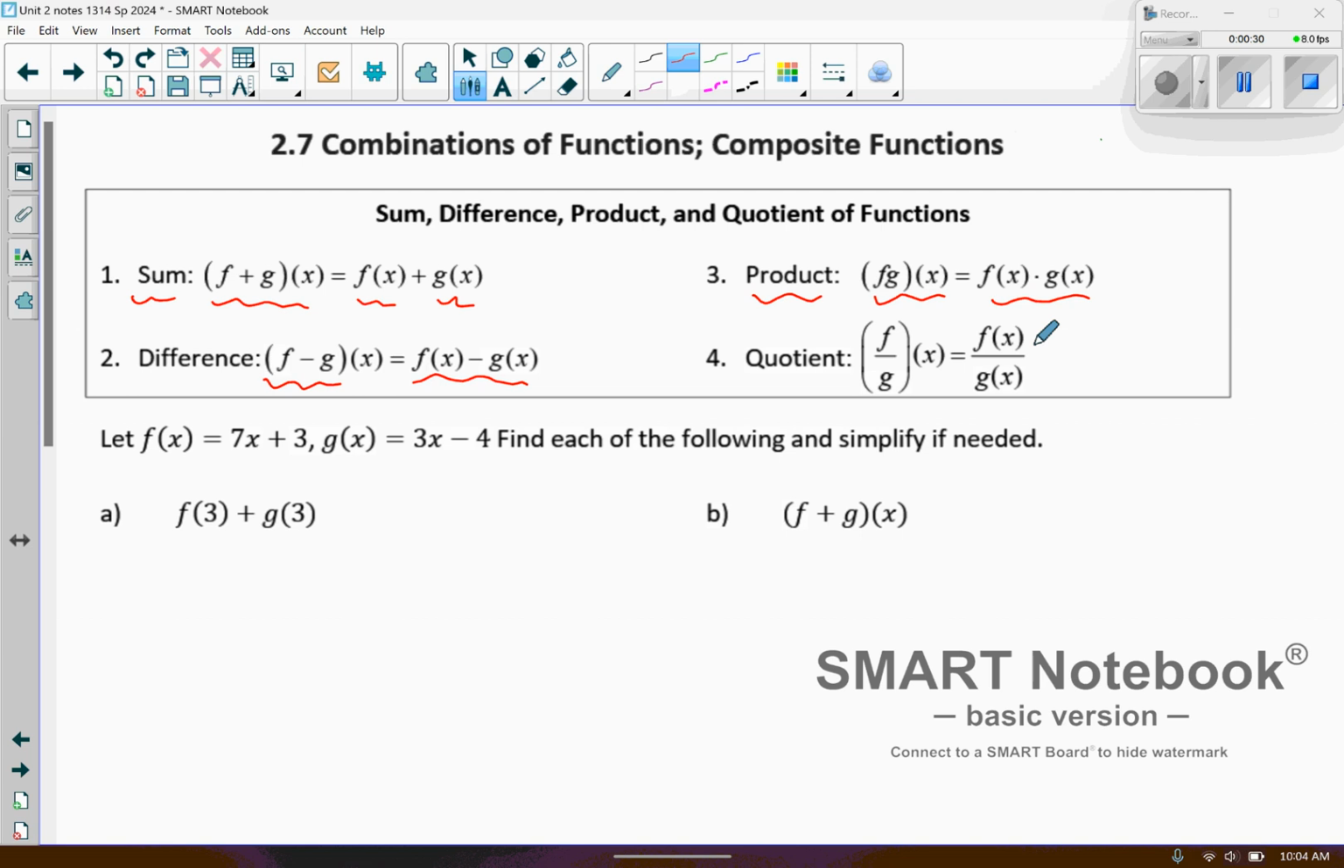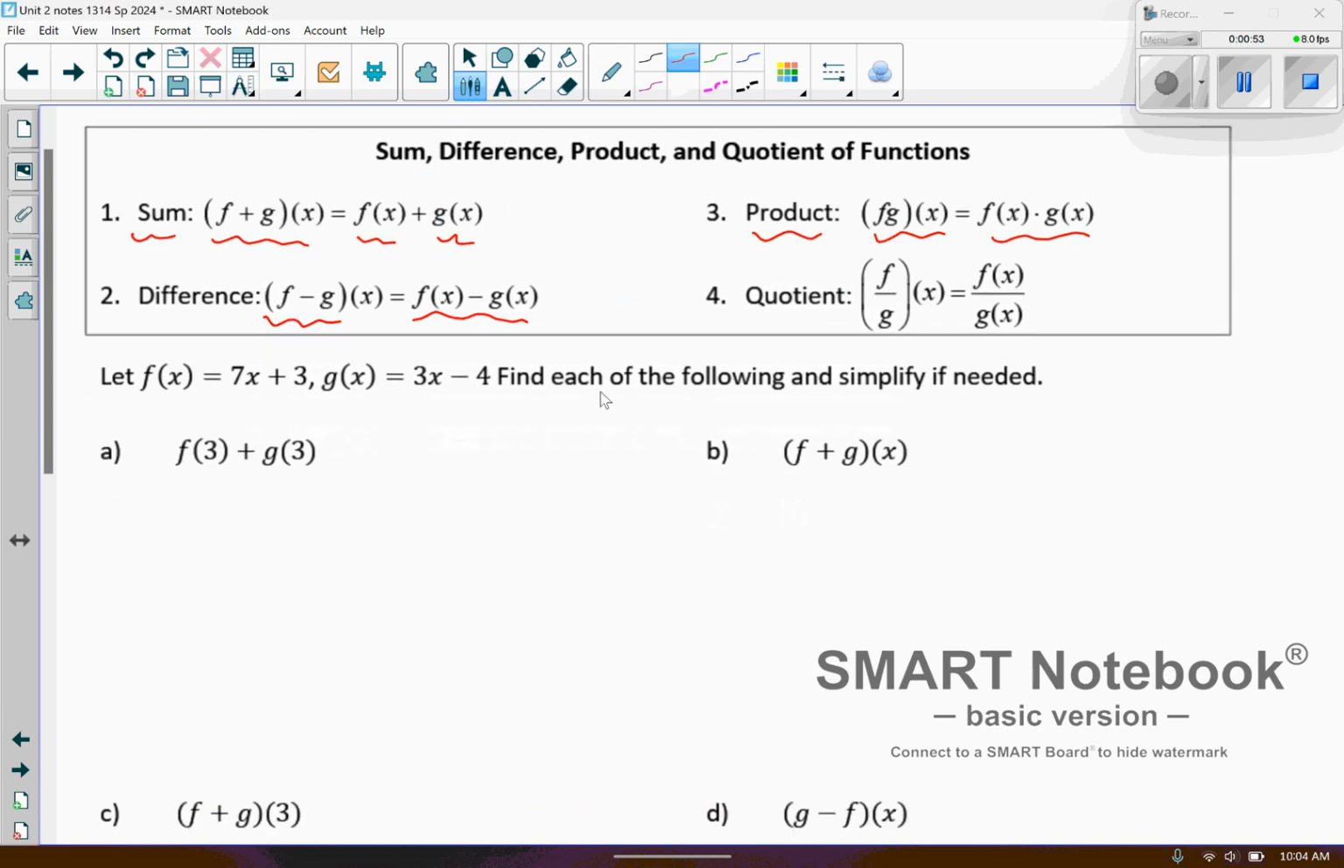And so what we're going to do here is we'll give an f function and a g function, and we'll look at these different combinations that we can create. But the first example I'm going to do, I kind of want to show that these do hold. These are equivalent to each other. So f plus g of x is equal to the f of x plus the g of x. And same for the other three here.